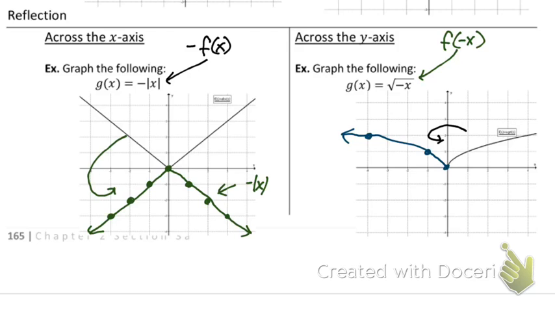Can you flip it both? Sure. What if I did h of x equals a negative square root of negative x? I would do both. It would actually go whoop, whoop, maybe down here.